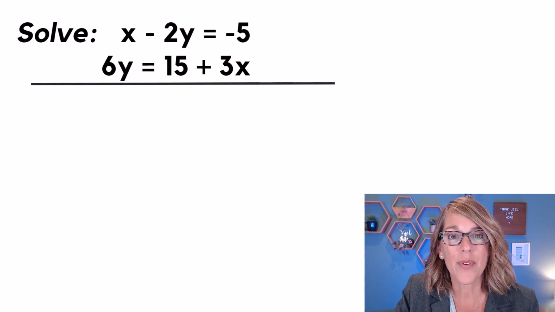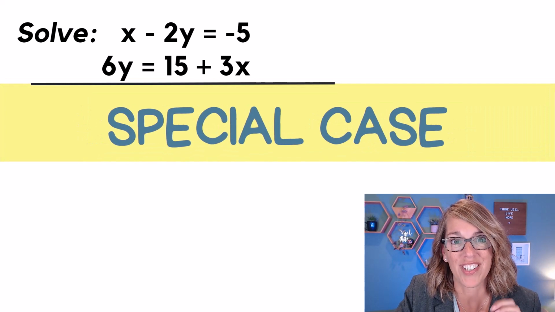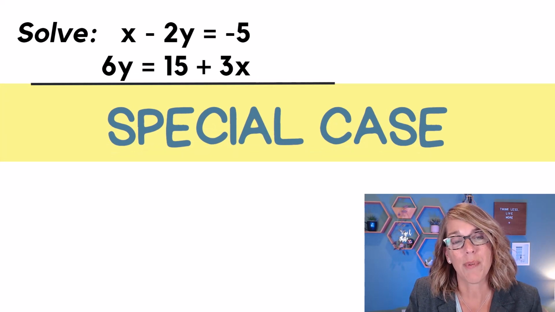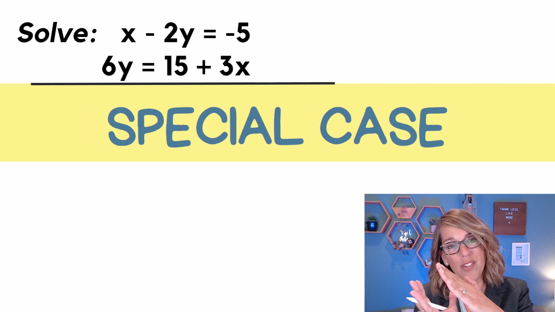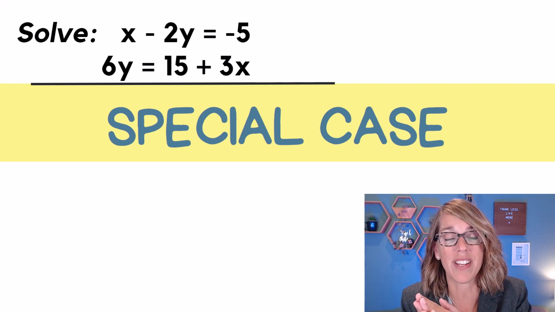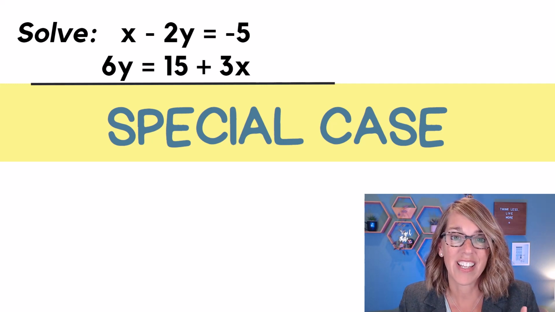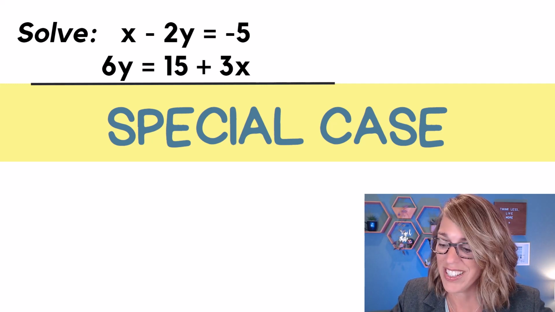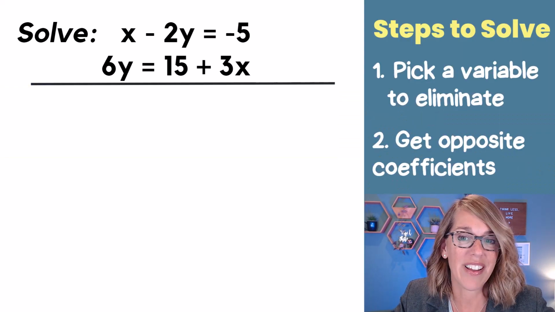In this next example, we are going to look at one of our special cases. So you know that those two special cases is one that's parallel with no solution, or one where the two lines happen to be exactly the same thing, and that's where we've got infinitely many solutions. So let's see what case this one is.